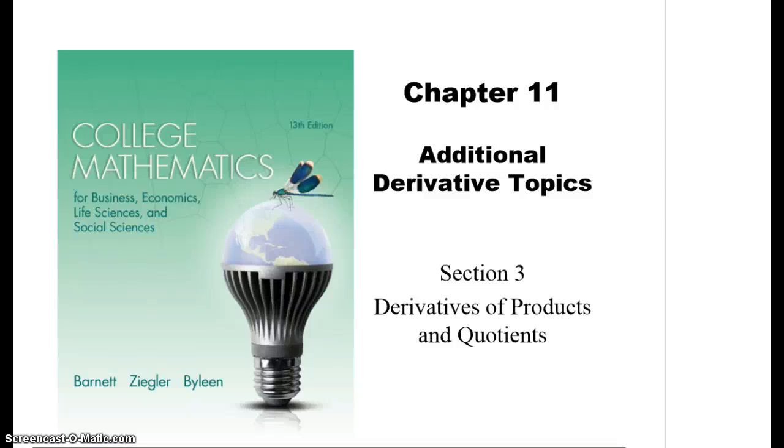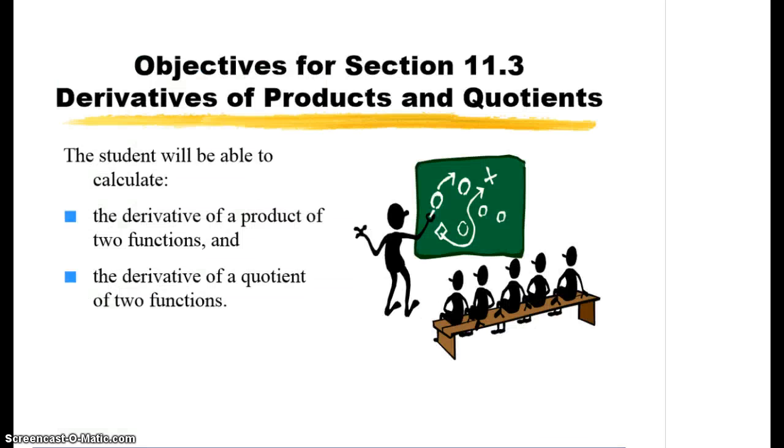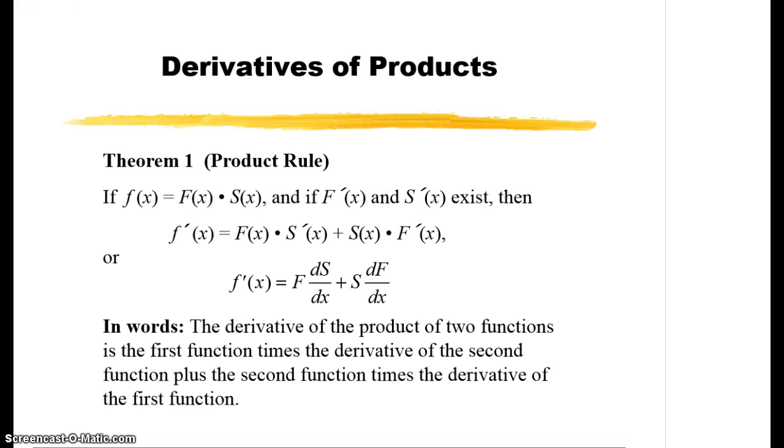Okay, we're in 11.3 of Barnett, which is derivatives of products and quotients. And in fact, those are the two goals of this section. It's for us to be able to take the derivative of a product of two functions, as well as the derivative of a quotient of two functions. So why don't we take a look here at theorem 1, which is called the product rule. It deals with taking the derivative of a product of two functions.